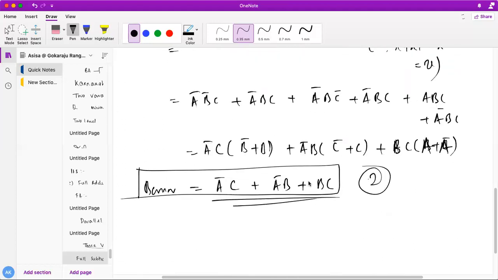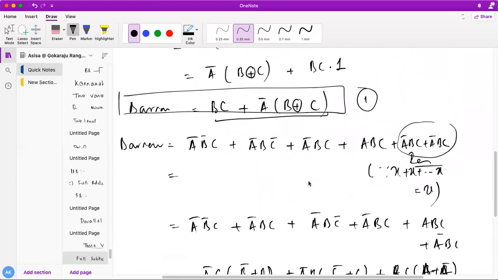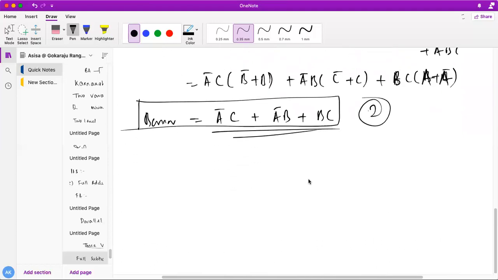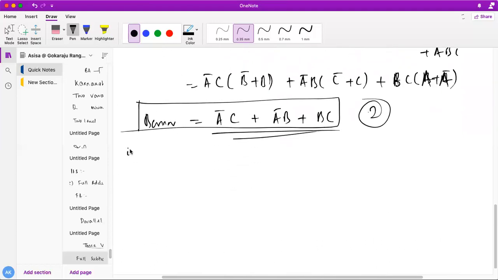Any doubts, students? Up to this, very simple. I have just solved the things by applying different distributive laws and the idempotence theorem and all. Okay, so now what I'm going to do, I'm going to implement it. Fourth bit is implementation. So implementation of the same I'm going to do here.